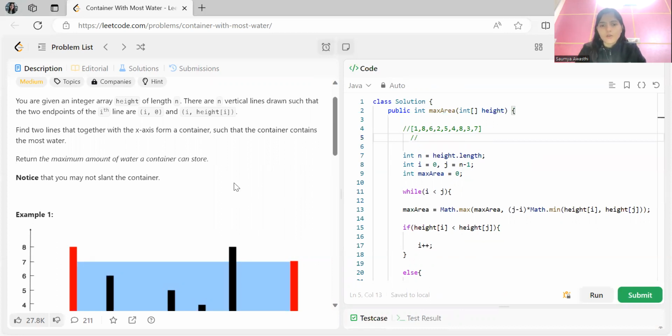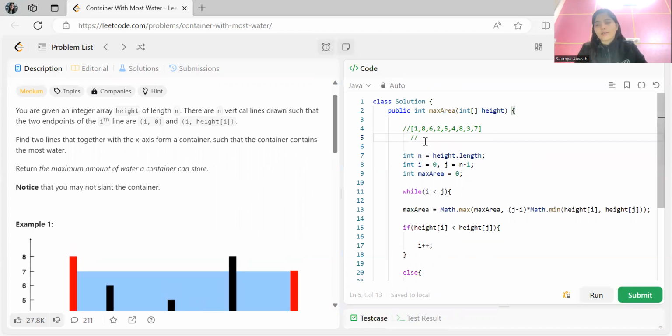So one approach that you can think of is to consider all the possible pairs of lines. For example, as of now, I've chosen one. Now, I'm going to make a pair with every other line. One with 8, one with 6, one with 2, one with 5, one with 4, one with 8, one with 3, one with 7. Likewise, I have taken 8, so I'm going to make a pair with every remaining line. So 8 with 6, 8 with 2, 8 with 5.